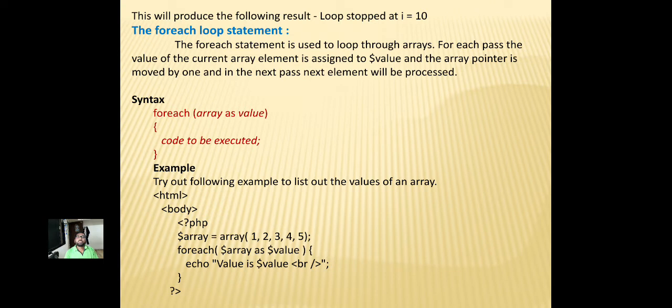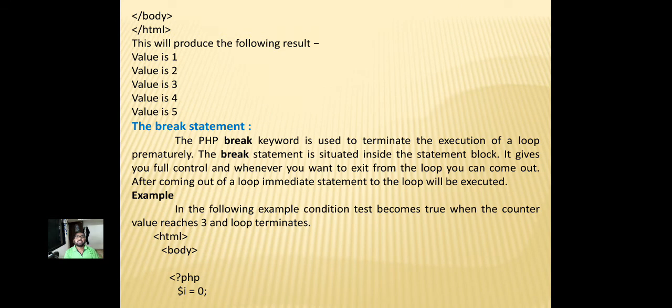The foreach loop statement. The foreach statement is used to loop through arrays. For each pass, the value of the current array element is assigned to $value and the array pointer is moved by one. In the next pass, the next element will be processed. Syntax in here. Simple syntax. foreach array as value, and the code to be executed. Example in code. So here, the break statement.